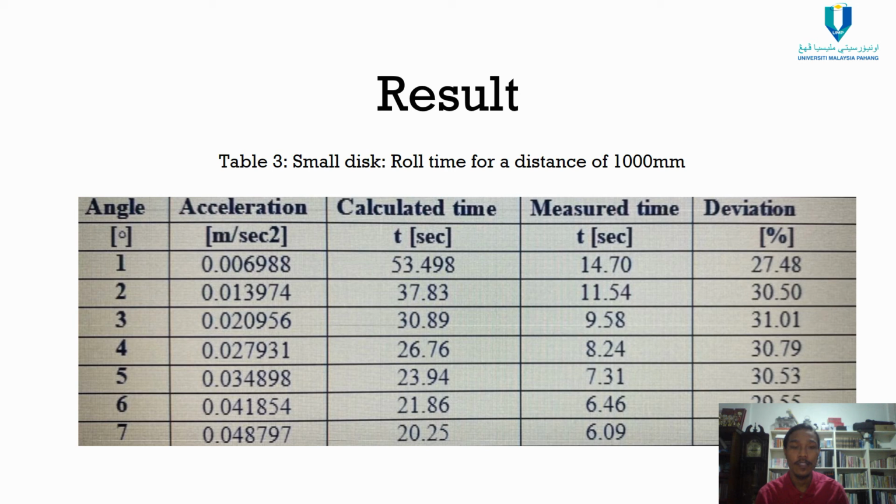I'm going to explain the result and discussion. This is table 3, the small disc roll time for a distance of 1000 mm. As you can see here, we did the experiment for different angles, from 1 to 7 degrees. For the different angles, we get different acceleration, different calculated time, different measured time, and different deviation.